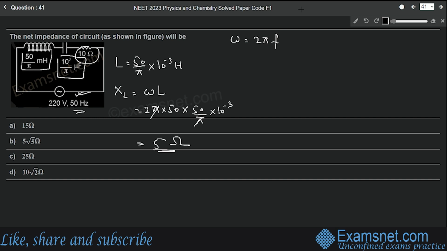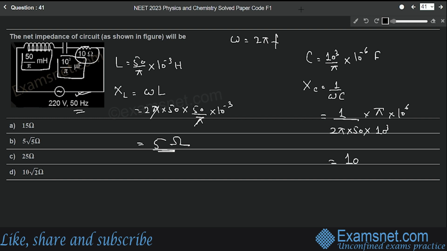Now capacitance C is given as 10 to the power 3 by pi microfarad, that is into 10 to the power minus 6 farad. So capacitive reactance, that is Xc, is equal to 1 by omega c. This is the formula for capacitive reactance. Again, in place of omega we'll write 2 pi f. So 1 by 2 pi, frequency is 50 and c is 10 to the power 3, pi will go up, and 10 to the power minus 6 will be written as 10 to the power 6 on the numerator side. So on solving this we'll get 10 ohm.